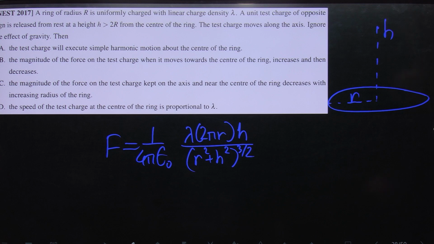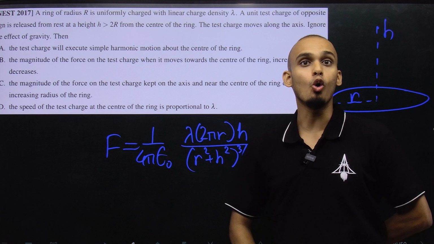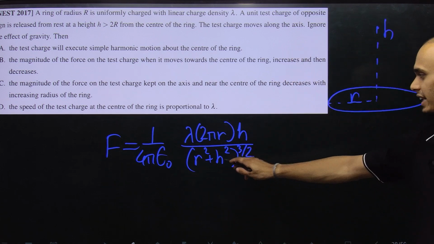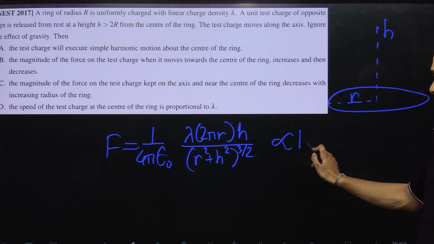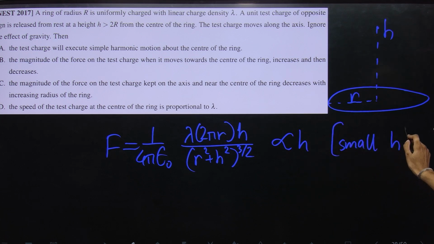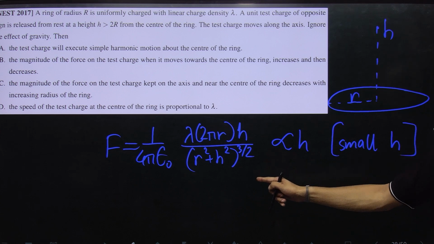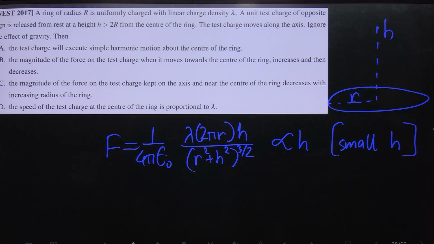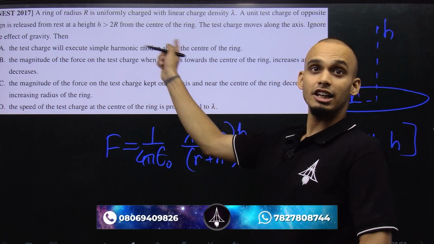Now, you have to check all the options one by one. It will be a simple harmonic motion only if we can neglect h in the denominator. The force will be proportional to h only for small values of h. Only for small values of h will we be able to neglect h in the denominator, and hence it will be an SHM. Since we are releasing from a height h greater than twice the radius of the ring, twice r, there is no way in which it is an SHM. So option A is eliminated.